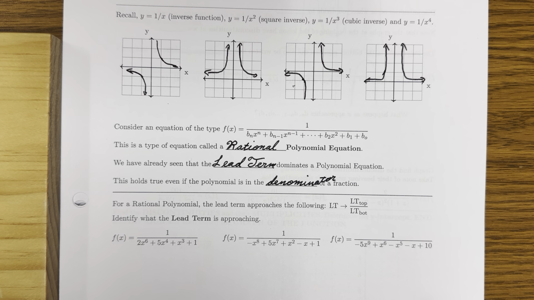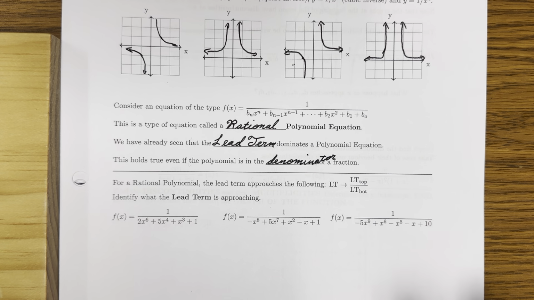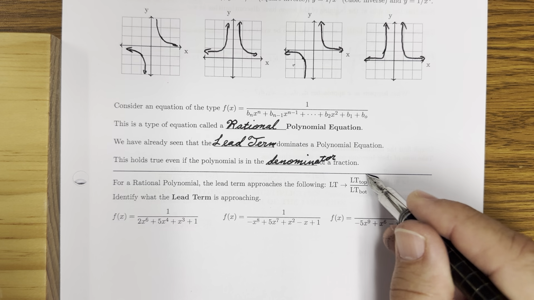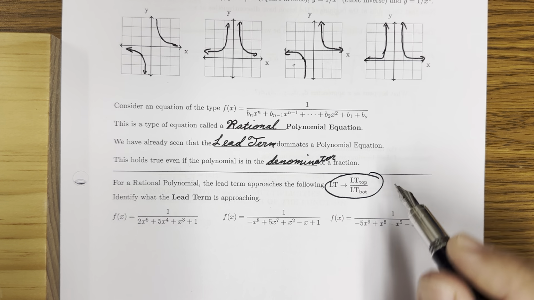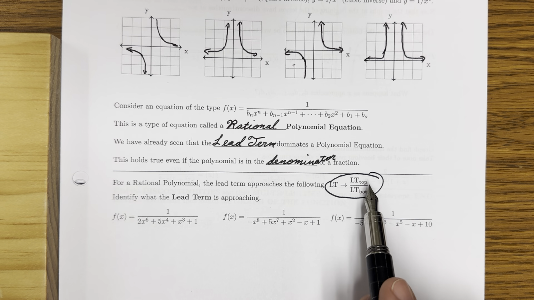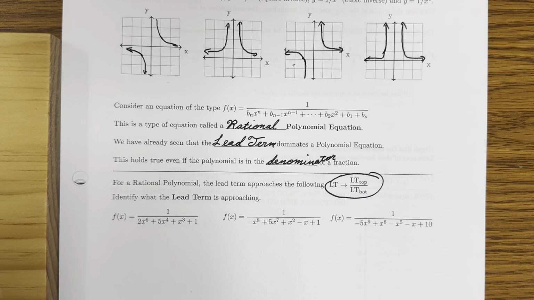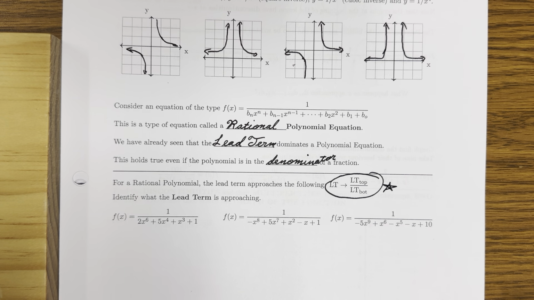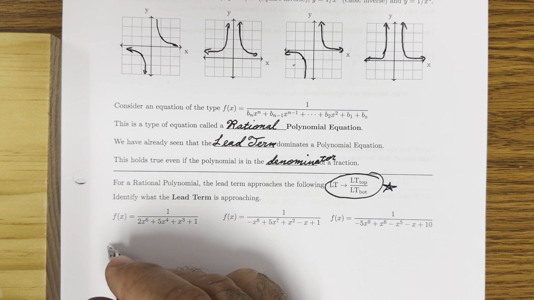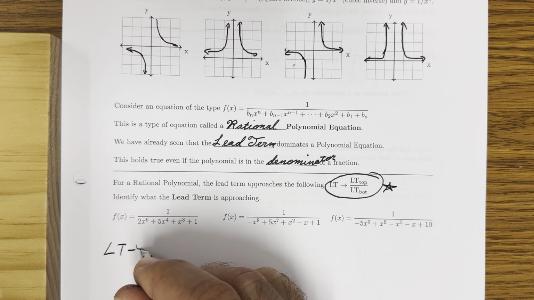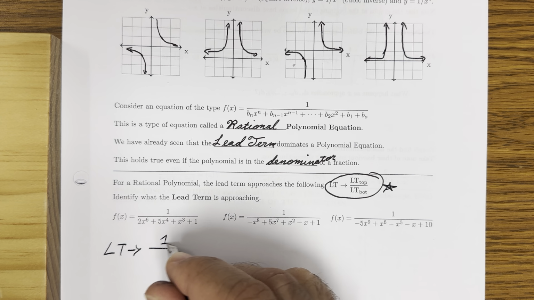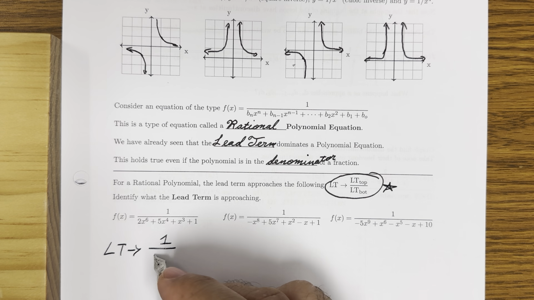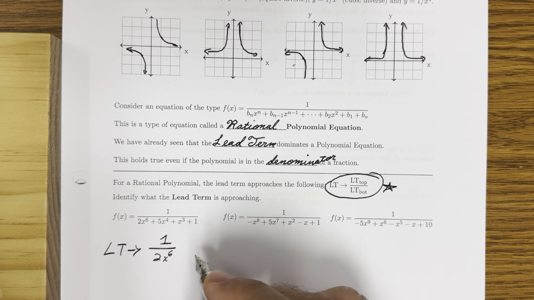All right, so for a rational polynomial, the lead term approaches the following. Let's go ahead and circle this right here. Lead term approaches the lead term of the top divided by the lead term of the bottom. So we want to keep this in the back of our mind when we're working with these. So identify what the lead term is approaching. Using that convention, the lead term approaches 1 divided by 2x to the 6.